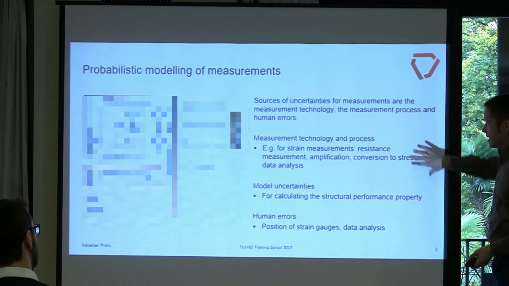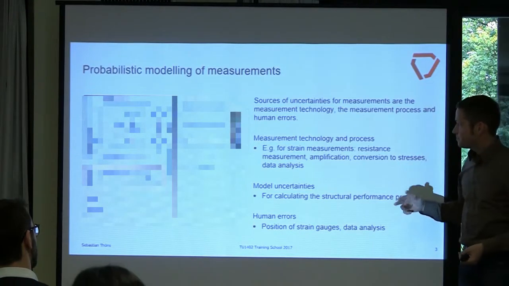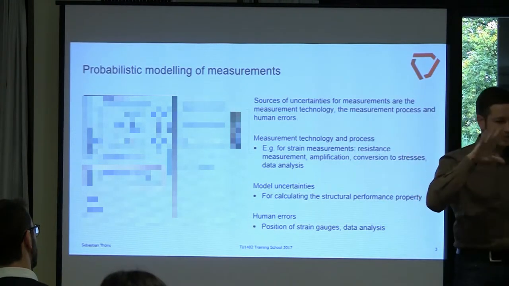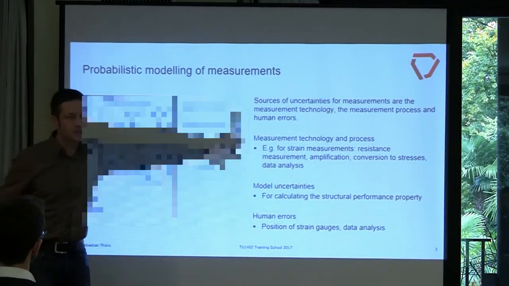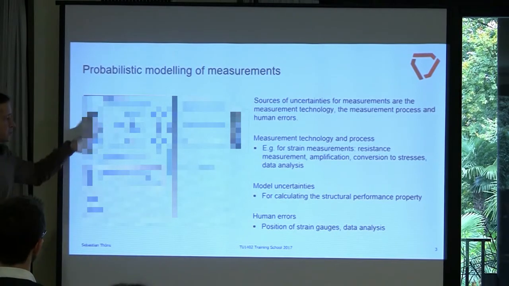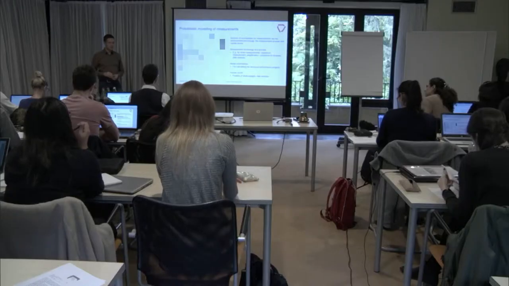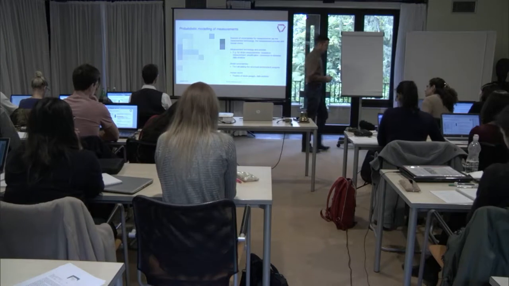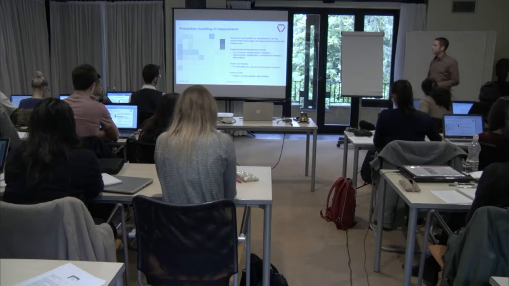So then we have somehow stresses, and also here, if we go with this scheme, we have a desktop model of our measurement process. And in the real world, there will be model uncertainties also associated to these models. And then, of course, it's human errors. Again, for the example of the strain gauge, it's the positioning of the strain gauge.